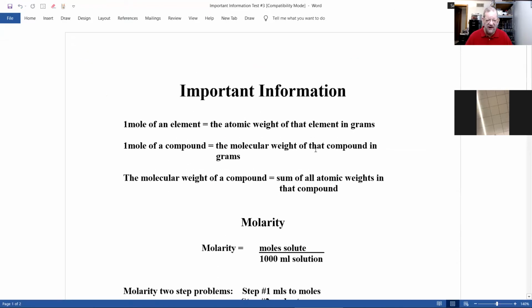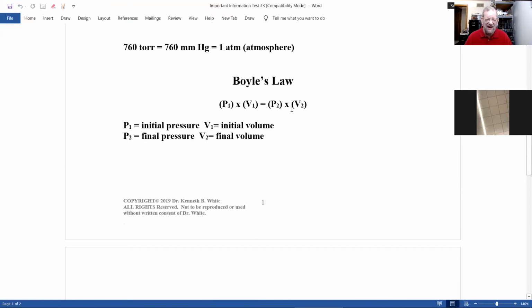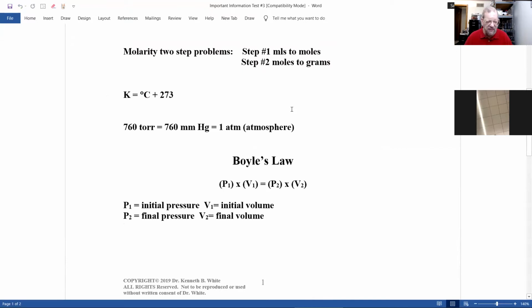If you look on your screen, this is important information for test number 3. Again, I'm cutting down on what you have to memorize. And if you notice right here, I have 760 torr equals 760 millimeters of mercury equals 1 atmosphere. In the past, I had students memorize that, but good news, this will be on the important information sheet for test number 3. But you will have to know how to use this. So let's practice.